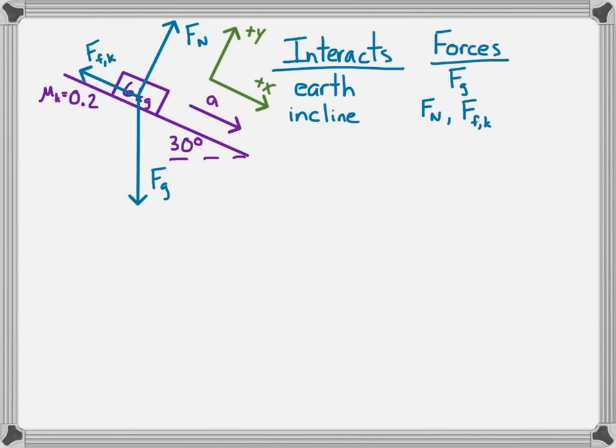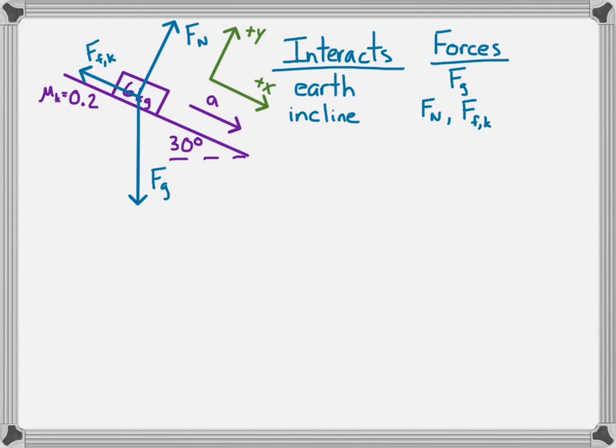Okay, so now that we've identified where we need to put our x and y axes, we need to break down all of these forces. So we definitely know that the normal force, all of it is in the y coordinate, so we don't need to do anything with normal force. The friction force is in the negative x direction, so we don't need to do any breaking down with that. However, gravitational force is not totally in y and not totally in x, so we have to actually break that one down.